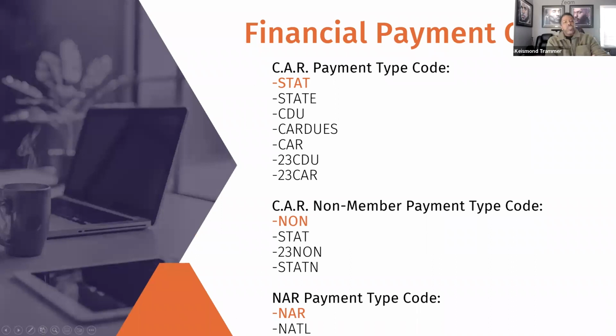All right, so again, I went over this earlier, but I'm going to go over it again. These are the payment type codes that our system will accept for 2023. Again, the payment type code can be STAT, STATE, CDU, C.A.R. dues, C.A.R., 23 CDU, and 23 C.A.R.